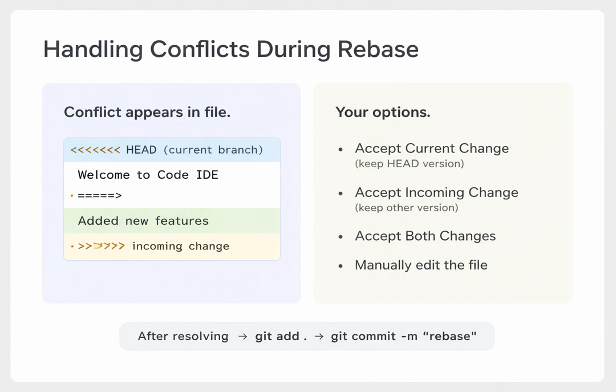You need to decide, do you want to keep your version, keep their version, or keep both? In VS Code, you'll see helpful buttons like Accept Current Change or Accept Incoming Change right above the conflict. Once you've resolved it, you run git add . and then git commit to finalize the rebase. The instructor in this example chose to accept the current branch's version since it already had everything needed.